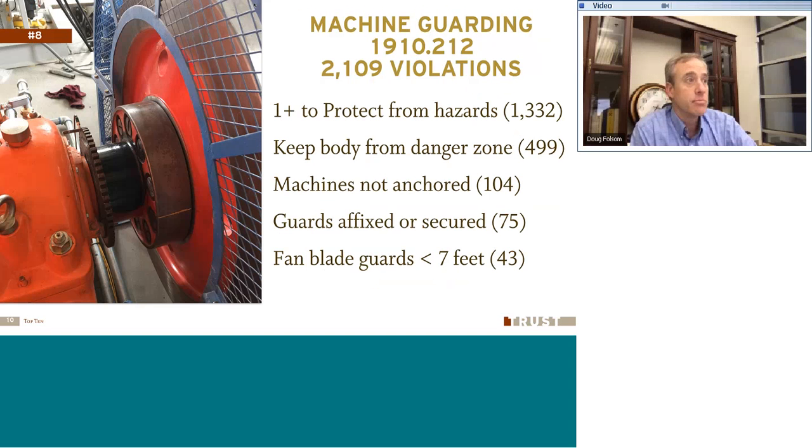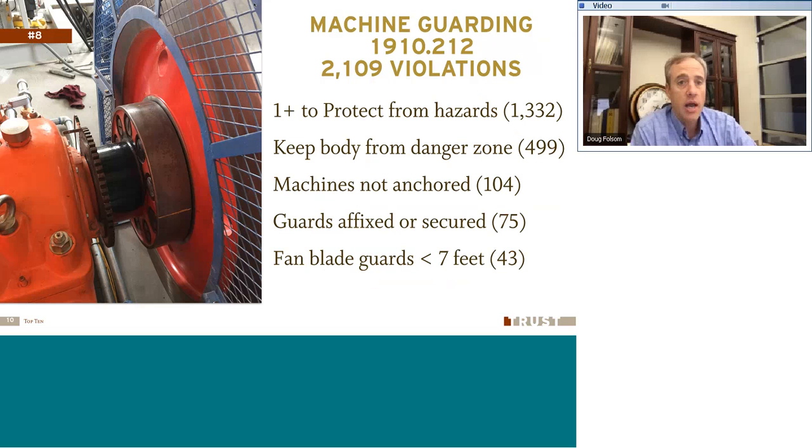Number 8 is machine guarding, and this can cover a whole wide variety of different topics. I threw into here some pictures I'll show you in a second of some common things that we see that fall under this as well. Machine guarding is in OSHA standard 1910.212. There's about 2,000 violations written on this one.